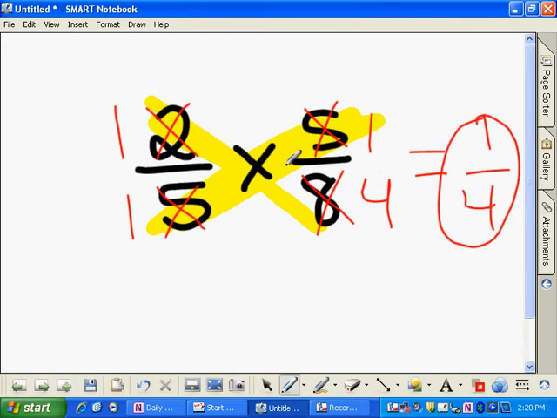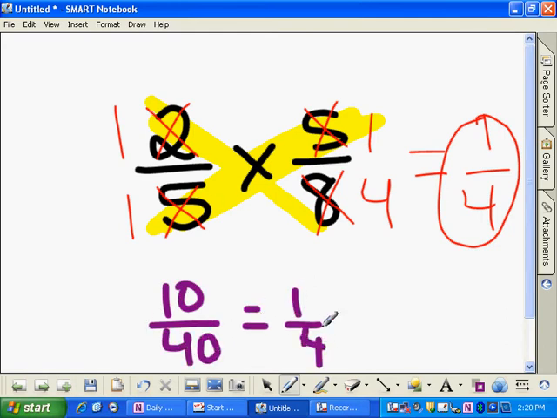Again, you don't have to simplify beforehand. This just means that you're going to have to do the problem and simplify later. So if I didn't simplify now, if I just went ahead and said, well, 2 times 5 is 10 and 5 times 8 is 40, well, this simplifies to 1/4. So again, you either simplify before you multiply, or you can multiply and then simplify. And either way, it's going to work. You're going to get the same answer each time.